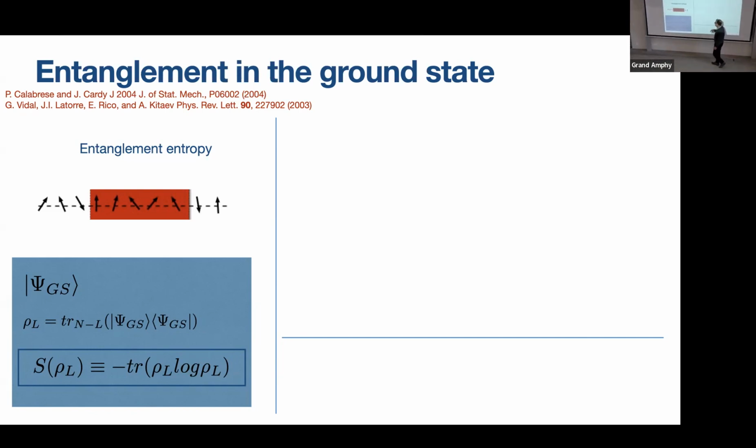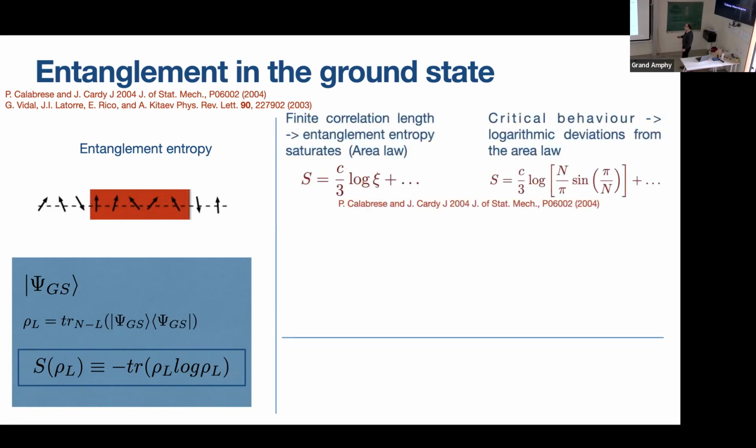So again, I consider for simplicity a one-dimensional chain. I could take two parts, A and B, and the question is how the entropy of the block behaves. Since I'm talking about the ground state, a pure state, the entropy of the block tells me how much entangled region A is with respect to B, and there is a very important result by Calabrese and Cardy in one-dimensional systems.